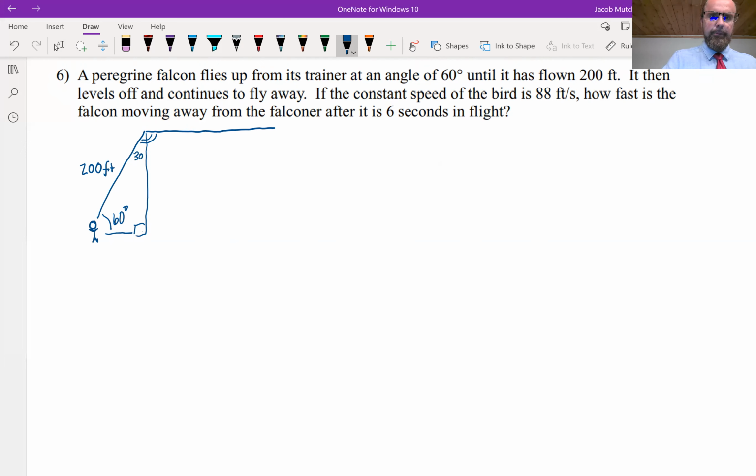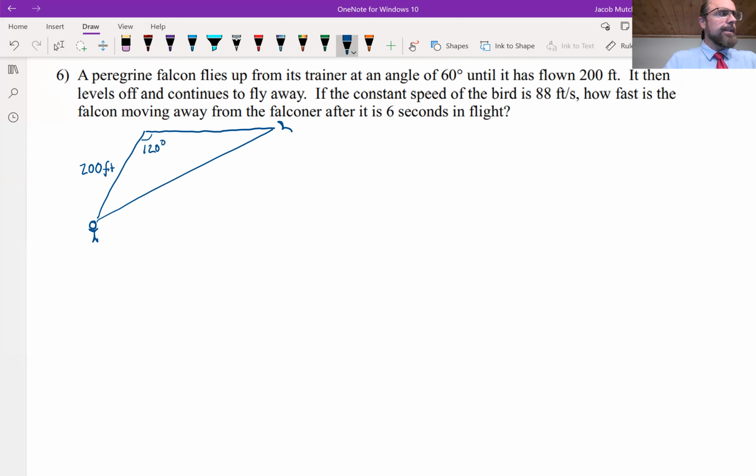And since this upper side's parallel to the ground, that's going to be 90. So that angle has got to be 120 degrees. So we'll mark it as such. And really, that's the angle we're going to deal with here in this situation, 120 degrees. And then the bird itself, after 6 seconds, is out there at the far reaches. So what we're interested in is how fast is this distance from the falconer directly to the falcon changing after it's 6 seconds into its flight.